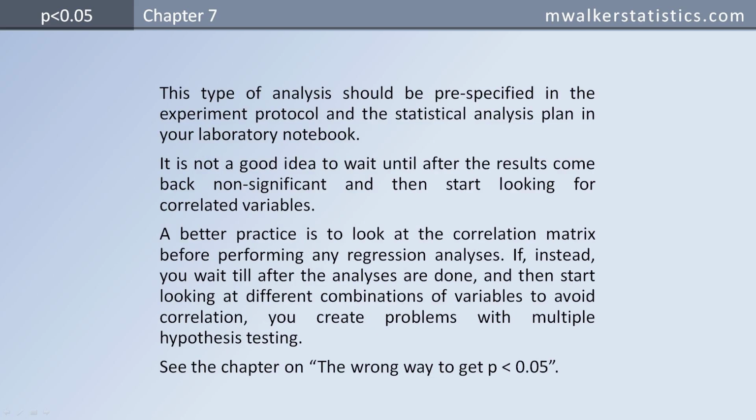This type of analysis should be pre-specified in the experiment protocol and the statistical analysis plan in your laboratory notebook. It is not a good idea to wait until after the results come back non-significant and then start looking for correlated variables. A better practice is to look at the correlation matrix before performing any regression analyses. If instead you wait till after the analyses are done and then start looking at different combinations of variables to avoid correlation, you create problems with multiple hypothesis testing. See the chapter on the wrong way to get p less than 0.05.